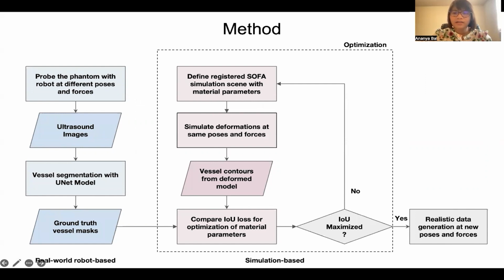Once we have simulated deformations, we try to maximize the IOU between ground truth vessel masks and deformed contours from the simulation to obtain optimal material properties. This calibrated model can then be used to churn out more data from different poses and forces.